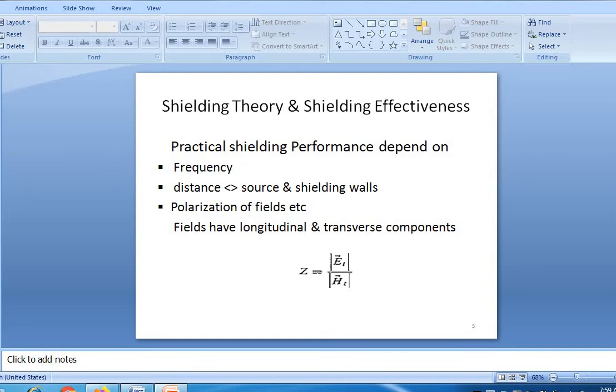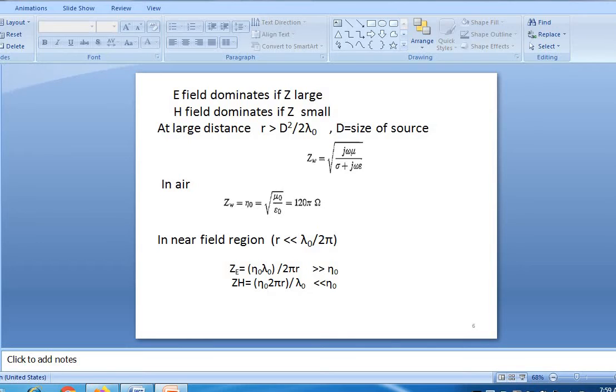We know that the electric and magnetic components have longitudinal and transverse components. So impedance depends upon the transverse component of the E and H components. Next, what about the impedance value? Whether it is large or small. The Z value depends upon E. If E is dominating and the E value is larger than the H component, then impedance is large. Suppose E is not dominating, it implies the magnetic field is dominating, and then Z is small.